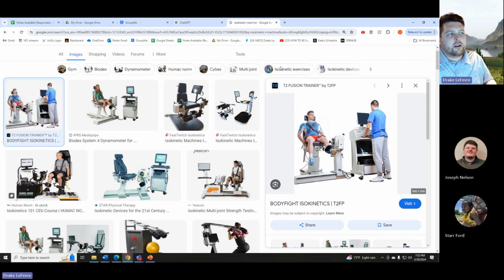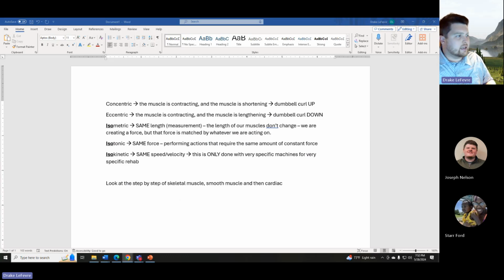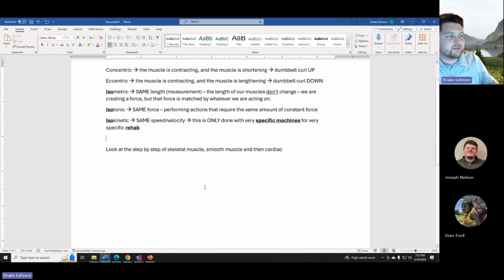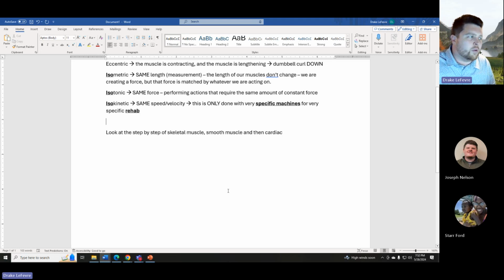So literally the only thing you need to know about isokinetic is that it requires the specific machines, and it's specifically done for rehab. A lot of times with elderly people, it's done with rehab. It's also not very common. We don't talk about it a lot because the machines are so freakishly expensive. And so there's no real reason to do it.